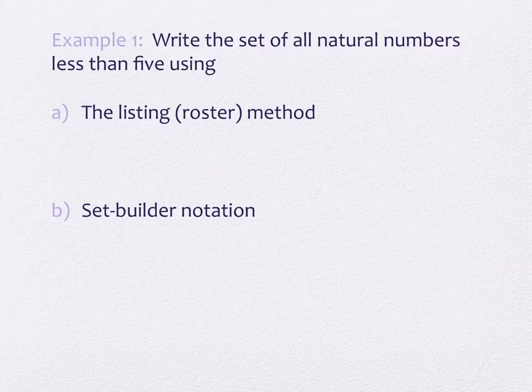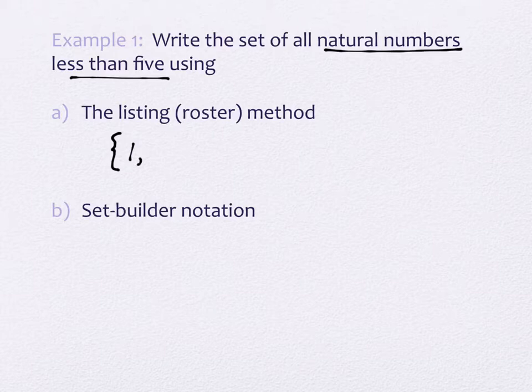So with the listing or roster method, we just start with a curly brace. And we either start with the highest or lowest if there's a value to start with. Here, the lowest, because it says bigger than 5. It says less than 5. So it says less than 5 and it says natural number. So what is the smallest natural number that is less than 5? 1. So we're starting with 1. And what will we end with?